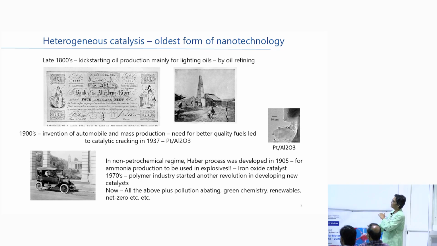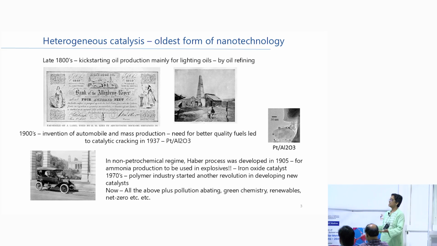And parallelly, in the non-petrochemical regime, the Haber process was developed in 1905. We now think the Haber process was useful for fertilizers, but they started it for explosive synthesis, not for fertilizer. We should not think that all these are very benign and useful things. They started it for explosives, and because of its destructive nature, it got so much market. It is an iron oxide catalyst, and when it became the Haber-Bosch process, it became industrialized.